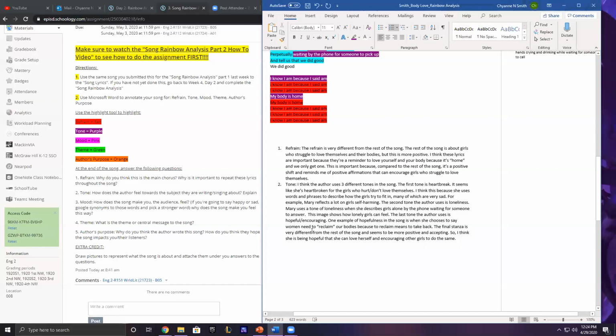The last tone the author uses is hopeful / encouraging. One example of hopeful in the song is when she chooses to say women need to reclaim our bodies because reclaim means to take back. The final stanza is very different from the rest of the song and seems to be more positive and accepting, so I think she's being hopeful that she can love herself and encourage others to do the same.